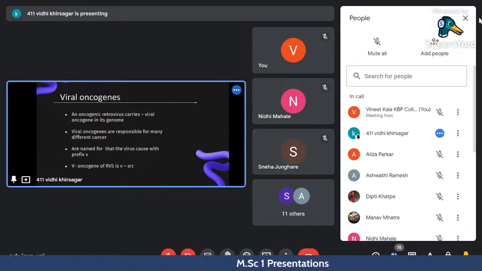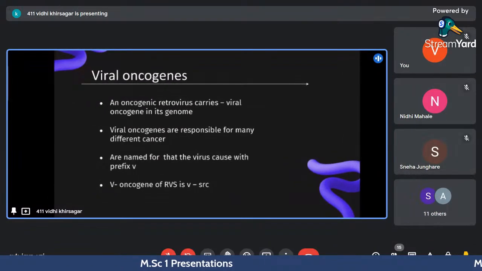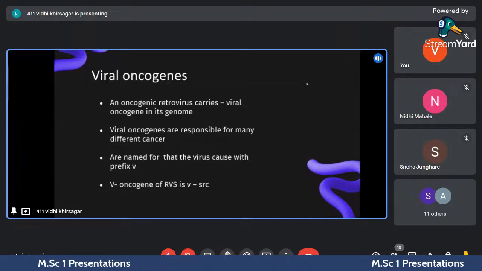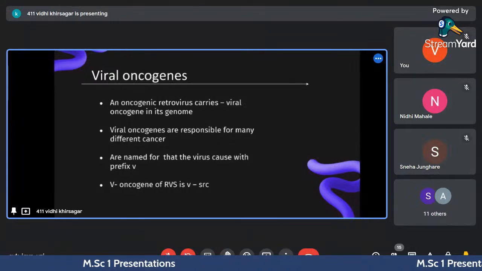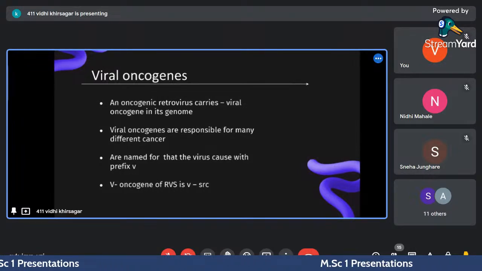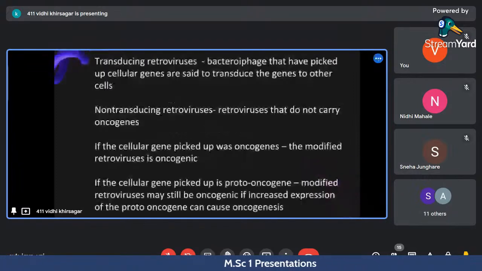Viral oncogenes. An oncogenic retrovirus carries a viral oncogene in its genome. Viral oncogenes are responsible for many different cancers. These viral oncogenes are named after the cancer they cause, with the addition of a prefix. For example, Rous sarcoma virus leads to sarcoma, so here it is named viral SRC.